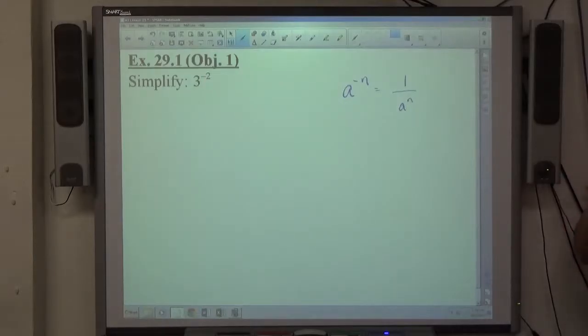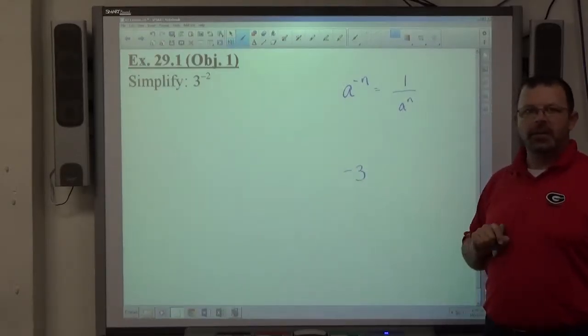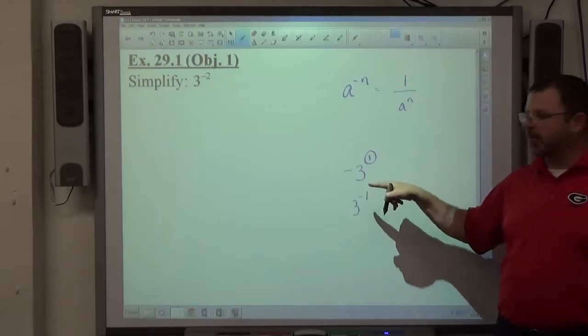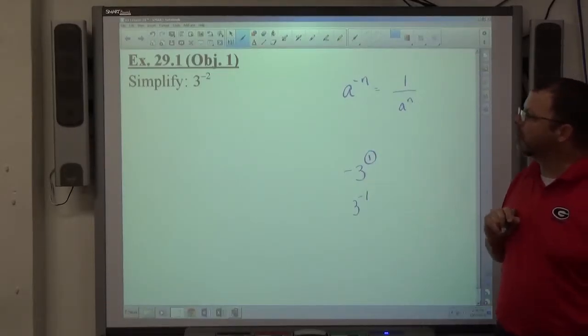Now I want you to make a distinction right now between a negative number and a negative power. For example, negative 3 is to the first power. 3 to the negative first is the negative first power. This one has to be fixed. That one's already done. So make a distinction between those two.